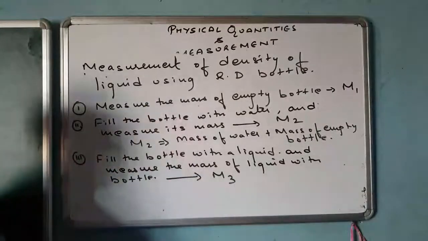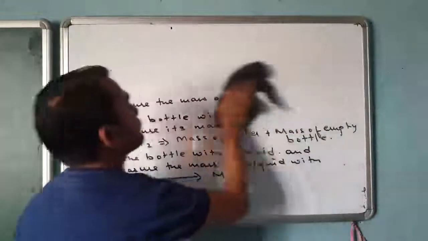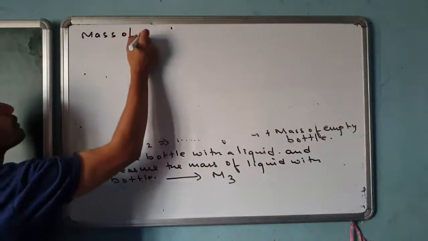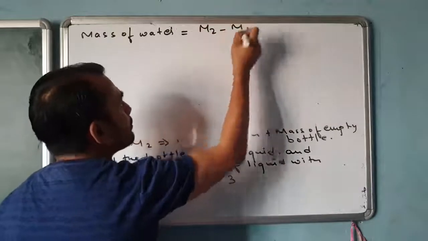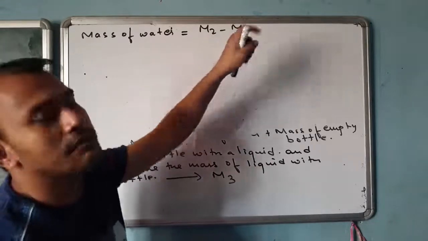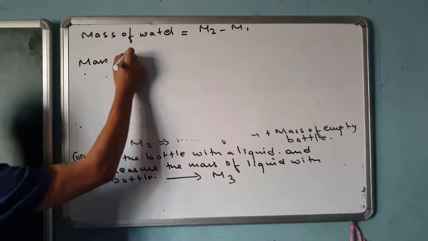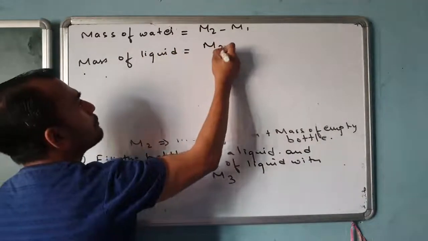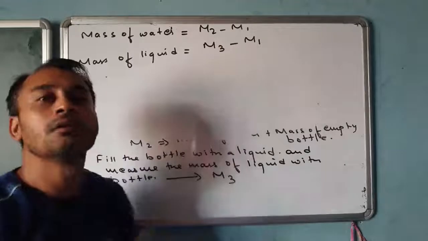Now once all these 3 are done, then we'll first find the mass of water. This mass of water will be given by M2 minus M1. That is, mass of the bottle along with water minus the mass of the empty bottle. This will give me the mass of water. Similarly, now we'll find the mass of the liquid. Mass of liquid will be given by M3 minus M1. That is, mass of a liquid along with the bottle minus the mass of the bottle.